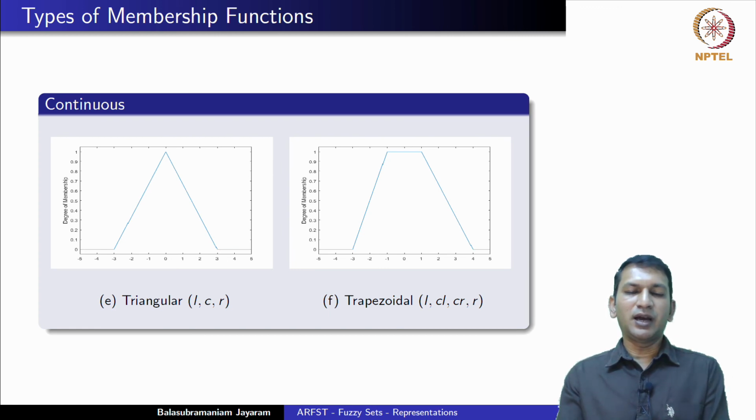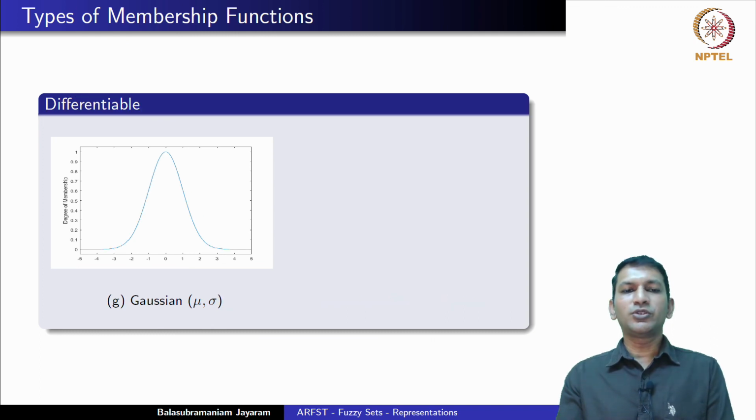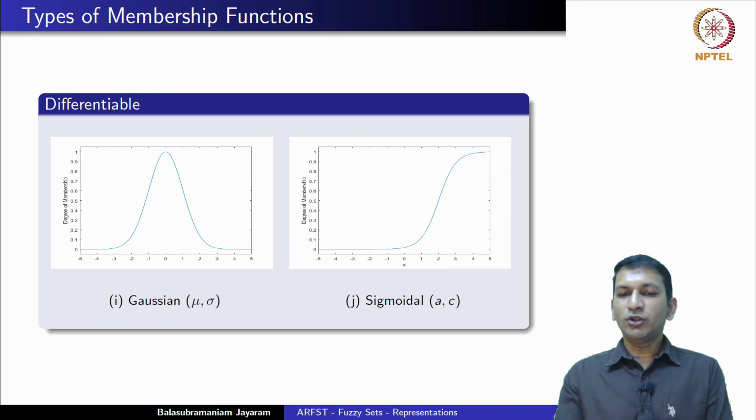You could have a trapezoidal membership function where the points which assume full membership value of 1 form an interval, unlike in the case of triangular membership function where the set of points that take the value 1 is singleton. Here you will have an interval. These are linear and continuous, but you could also have non-linear membership functions also with differentiability. There is your typical Gaussian membership function wherein you specify the center and the width of the Gaussian using mu and sigma. You could also have sigmoidal membership function where C represents the inflection point, A controls both the steepness and also the direction of the slope.